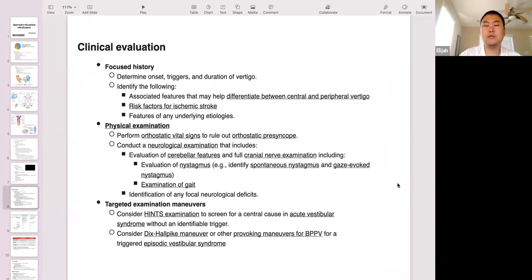So if there's, for example, a cerebellum problem, the inferior cerebellar peduncle, and also some associated symptoms like basal ganglia damage, like Parkinson's disease, all these patients can have different kinds of gait, but they also have a problem with the vestibular nucleus, so there will be vertigo. And for the targeted examination, the most important is the HINTS examination to screen for a central cause in acute vestibular syndrome. And consider the Dix-Hallpike maneuver or other provoking tests for BPPV, like I have just displayed.